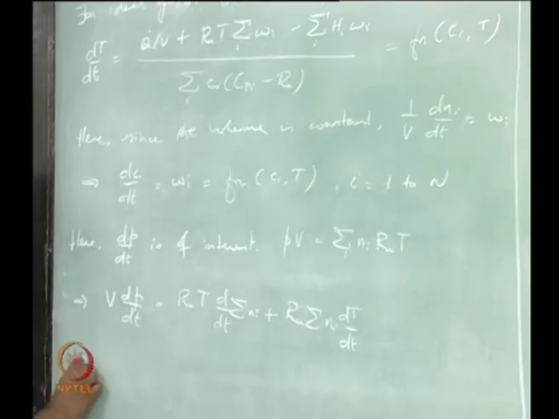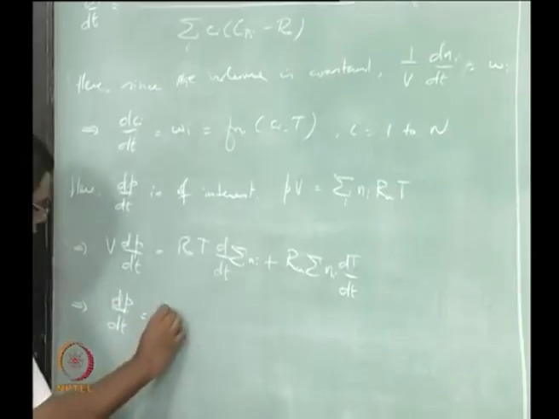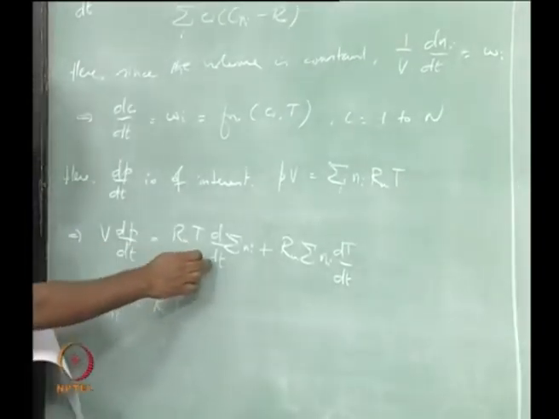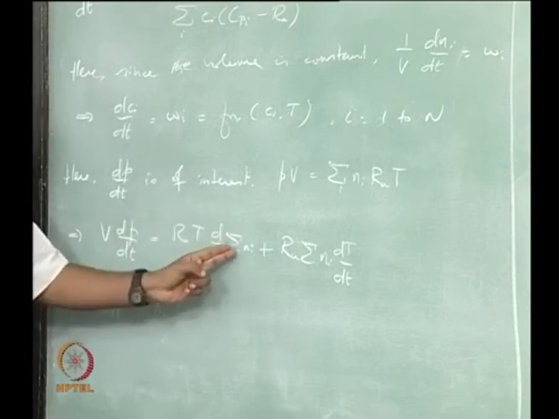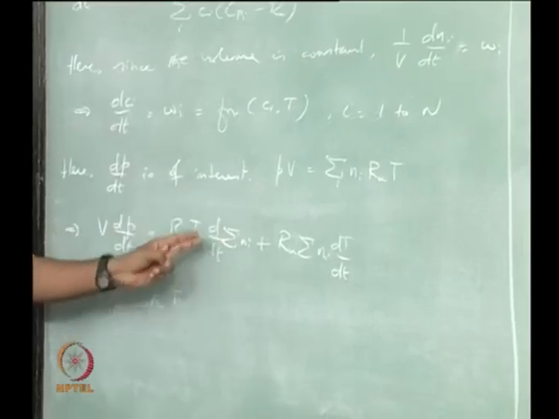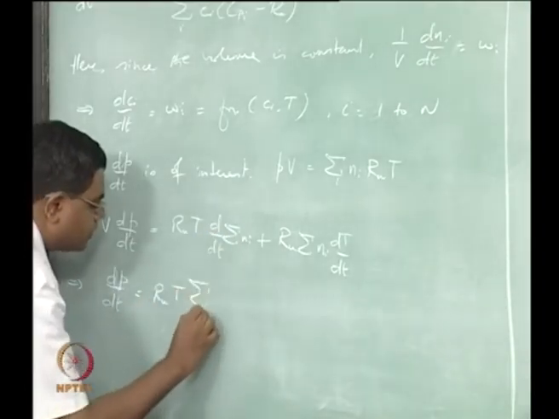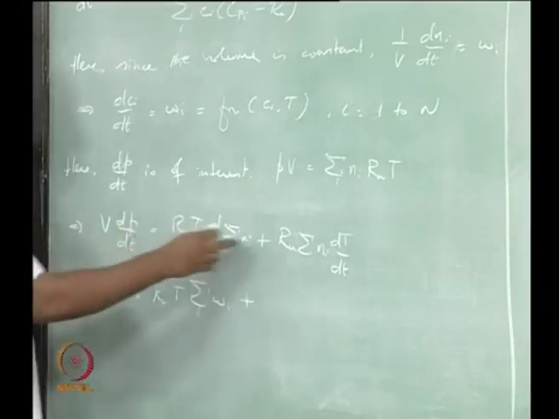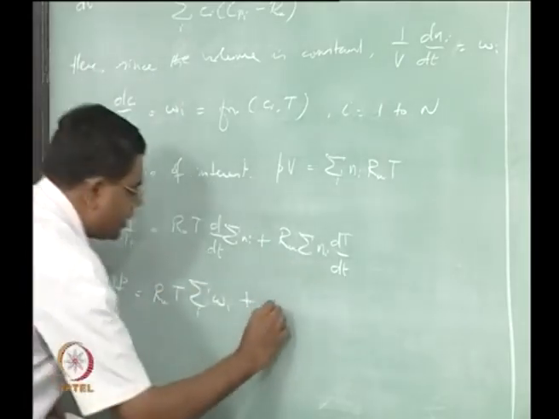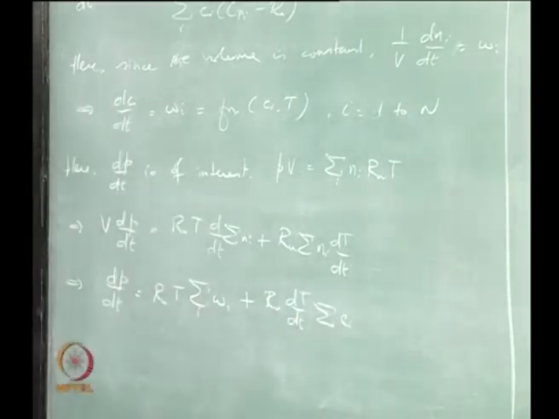So this gives you dP over dt equal to RuT. Take this V over here, and then get this derivative inside the summation, also the volume inside the summation. You will now have a sigma over i of 1 over V dni over dt, which is nothing but omega i. So this gives you a sigma over i omega i plus, you can pull out the dT over dt from the summation, get this volume over here, and then that becomes the concentration. So you get Ru dT over dt sigma ci.